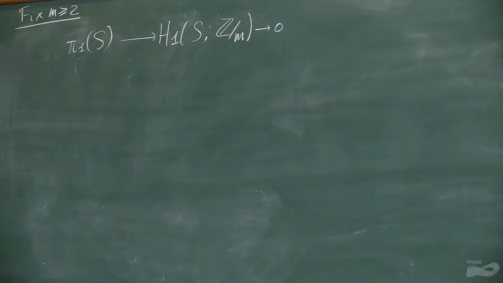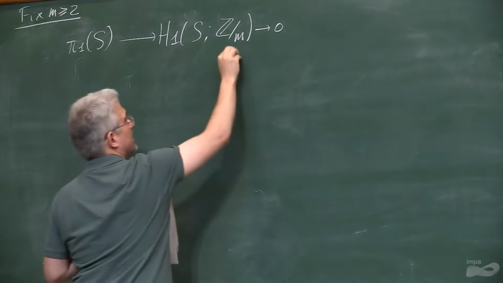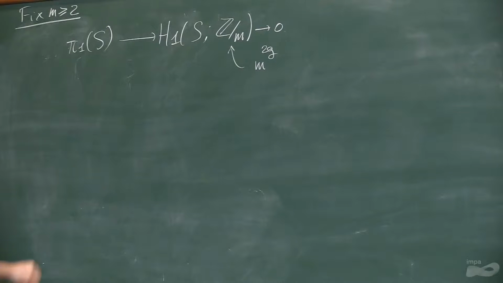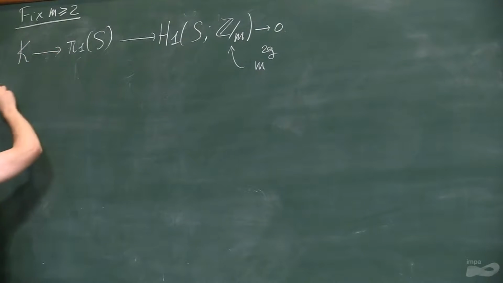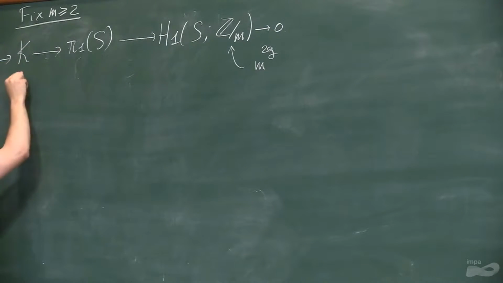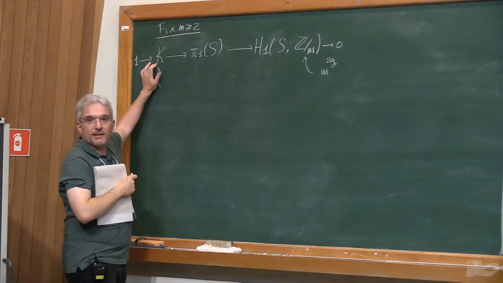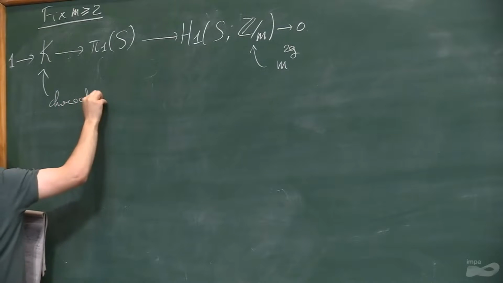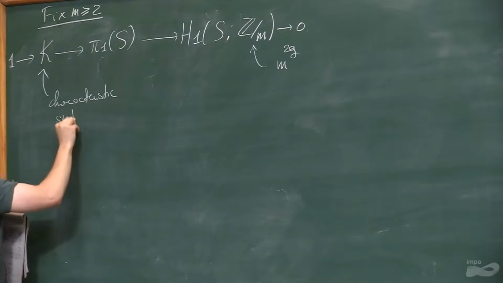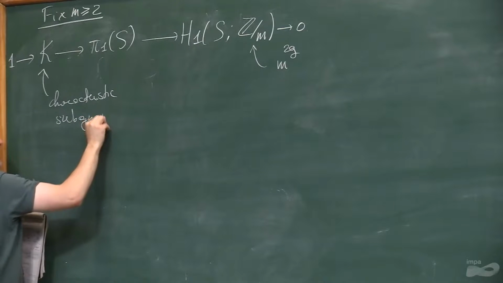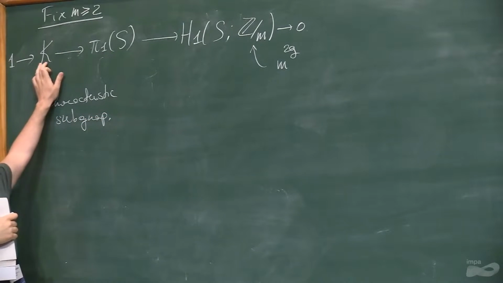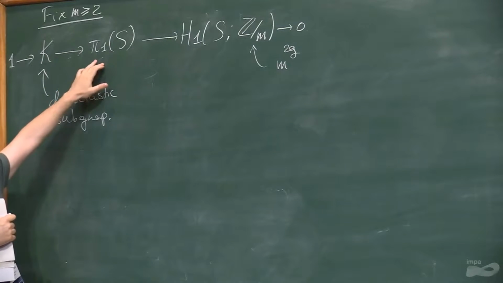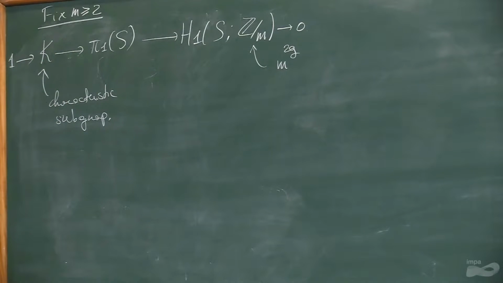homology with coefficients mod m. So this has cardinality m to the 2g. So the kernel must be of finite index. And actually, this is a characteristic subgroup. Why so? Because it is generated by commutators inside this and mth powers of elements. So it must be invariant under automorphism.